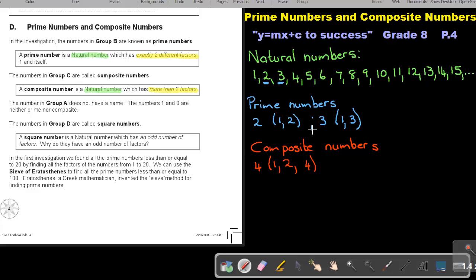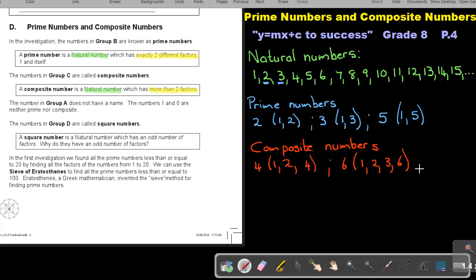We can continue with the number 5. If I look at the number 5, what will be the factors of 5? It will be 1 and 5. It's exactly having 2 factors. Therefore, 5 will also be a prime number. If you continue with 6, what will be the factors of 6? We did it in part 1. It will be 1, it will be 2, it will be 3, as well as 6. It's having 1, 2, 3, 4 factors. Therefore, the number 6 will be a composite number.